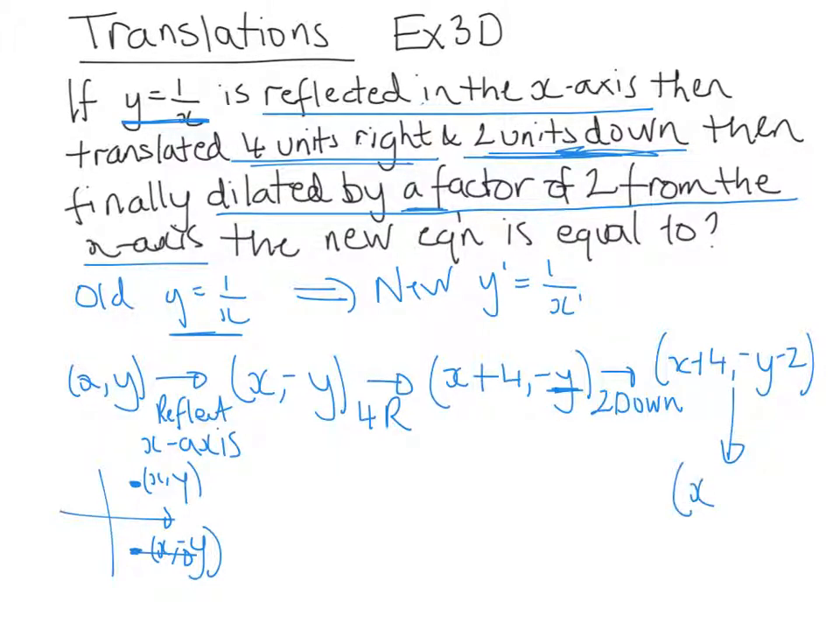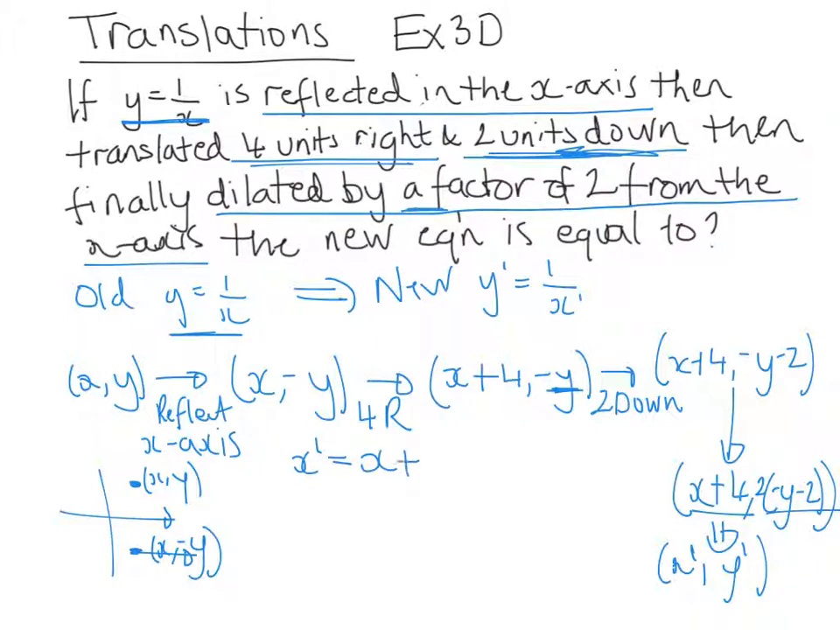Now the last thing that happens to it is that it's dilated away from the x-axis by a factor of 2. So that will mean 2 times every y value, twice as big as the y value once was. Now, what will this mean for our graph? Well, this means that our new x value and our new y value, we can figure out what they're like in terms of the old values. So the new x value will be equal to the old x value plus 4, and the new y value will be equal to 2 times minus y minus 2 from the old value.